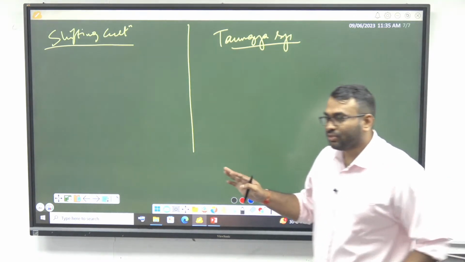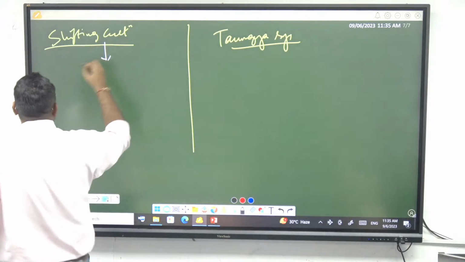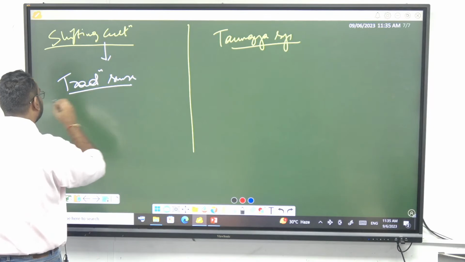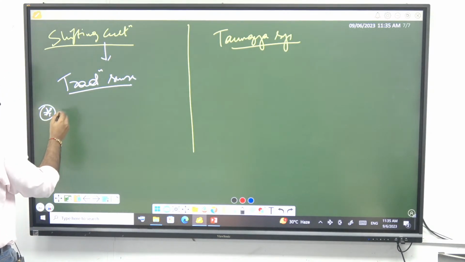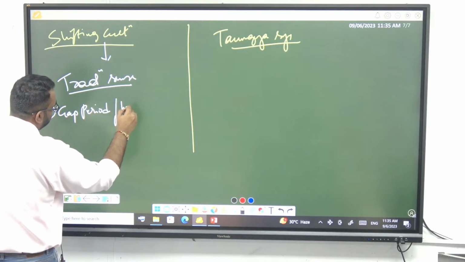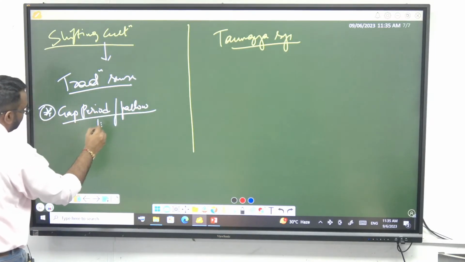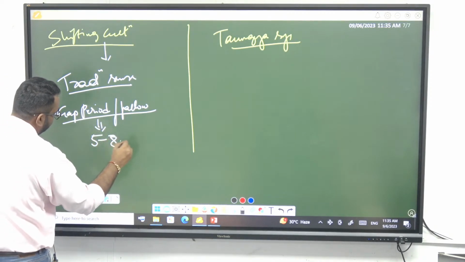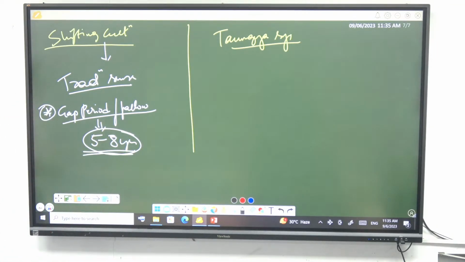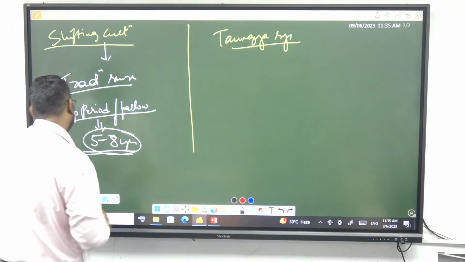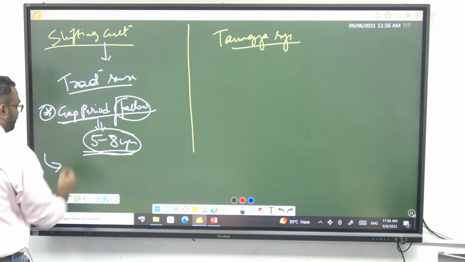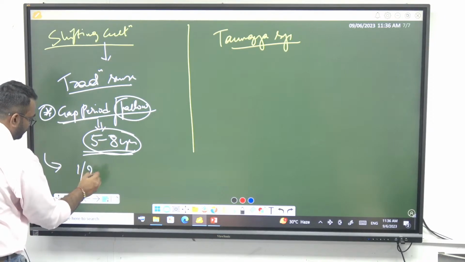But in a way this is also good, correct? In the traditional sense of shifting cultivation, it was good because the gap period or fallow period was at least 5 to 8 years in the beginning phases when the tribal people were practicing it. Now, in the recent trends of shifting cultivation, this fallow period is reduced to 1 or 2 years.